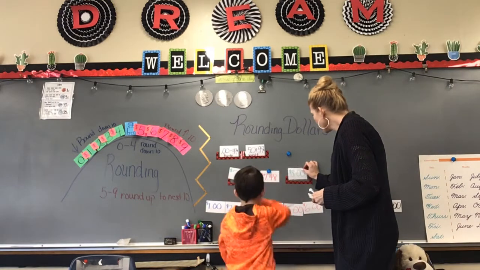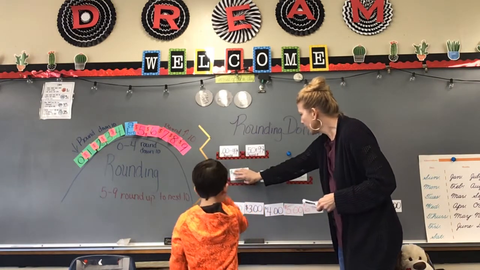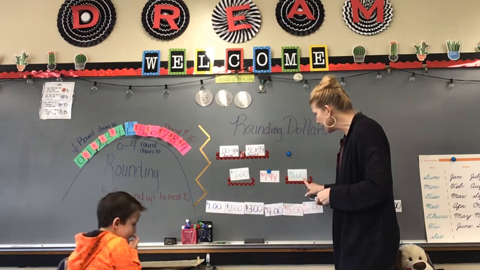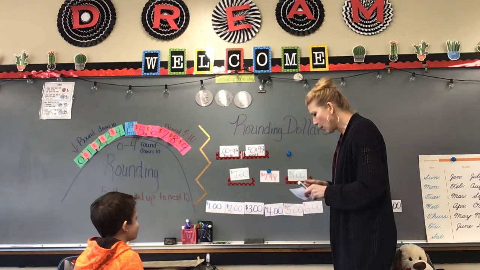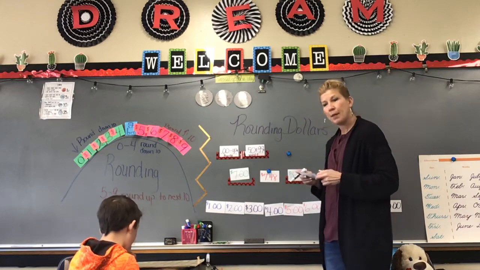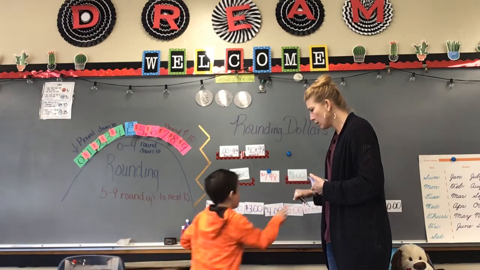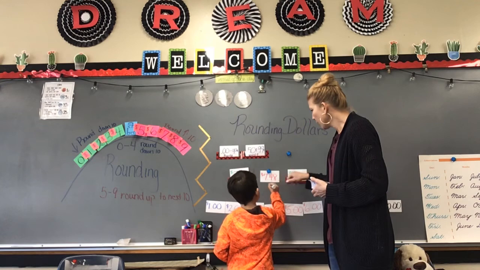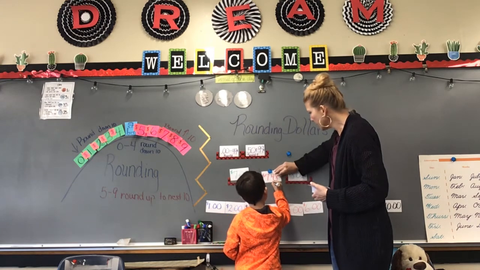All right, so he is correct. Good job, Ben. So it is between $7 and $8. Now, again, what's our next step? Ben, do you remember what we have to do next? Underline 48. Okay, so underline 48. Good job, Ben. He's listening today.